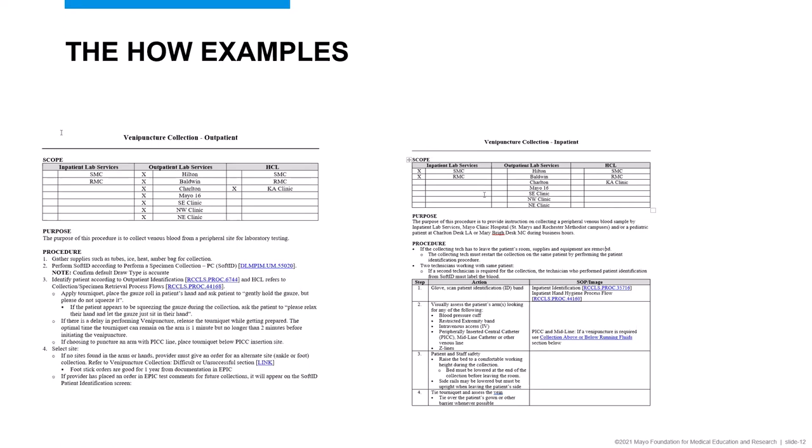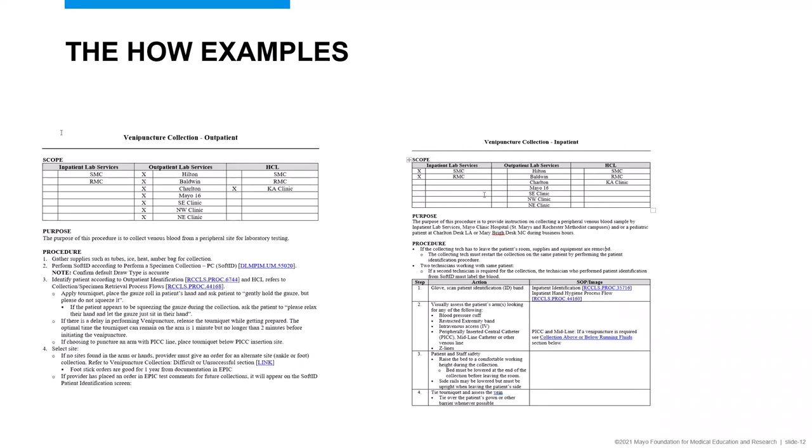Some of the information contained within here is actually training information. Where it says apply tourniquet, place the gauze roll in patient's hand, and ask patient to gently hold the gauze, but please do not squeeze it, you could actually say apply the tourniquet and then assess for vein, those sorts of things. All the other information that's in here truly is training. You want to train your staff to do these other items so that you can focus solely on the collection process.